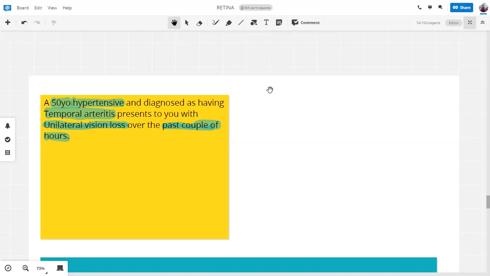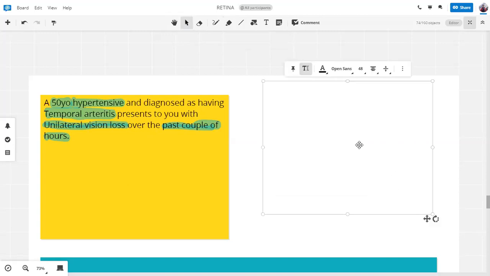Before moving on to our management and workup, I want a list of differential diagnoses. What could be the differential diagnoses for unilateral, sudden and acute vision loss?